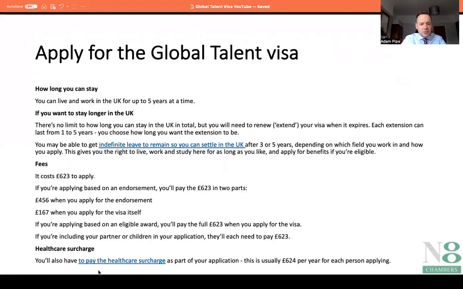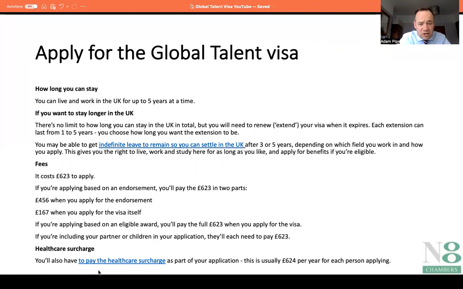So here's some guidance from the Home Office on applying for a global talent visa. As I've said, you can live and work in the UK for up to 5 years at a time. So no limit on how many times you can renew, and an extension can last from 1 to 5 years. You choose the length. And then here's the bit about applying for indefinite leave after 3 or 5 years, depending on whether you're in the leader or the exceptional promise category.